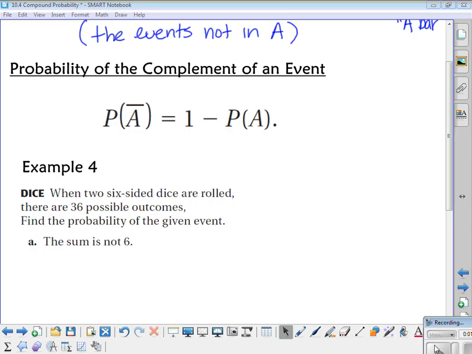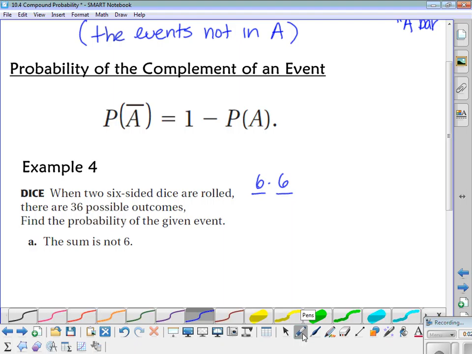All right, so if I roll 2 6-sided dice, there are 36 possible outcomes. And we know that because I've got 2 dice that I'm rolling. They each have 6 sides. So 6 times 6, there's 36 possible outcomes. So I want to find the probability that the sum of the dice is not equal to 6. And there's a lot of ways that I could roll dice and get it not equal to 6. There's a whole lot less ways when it's actually equal to 6.